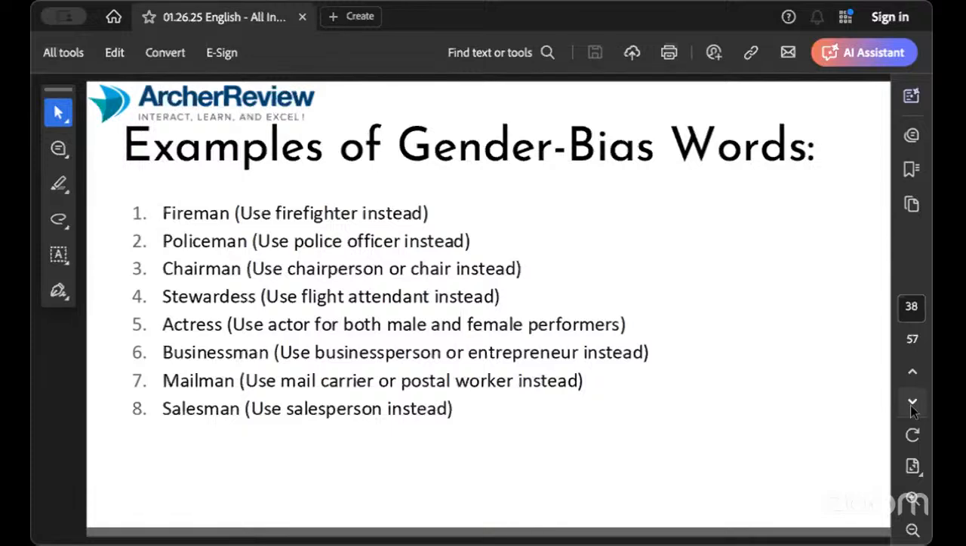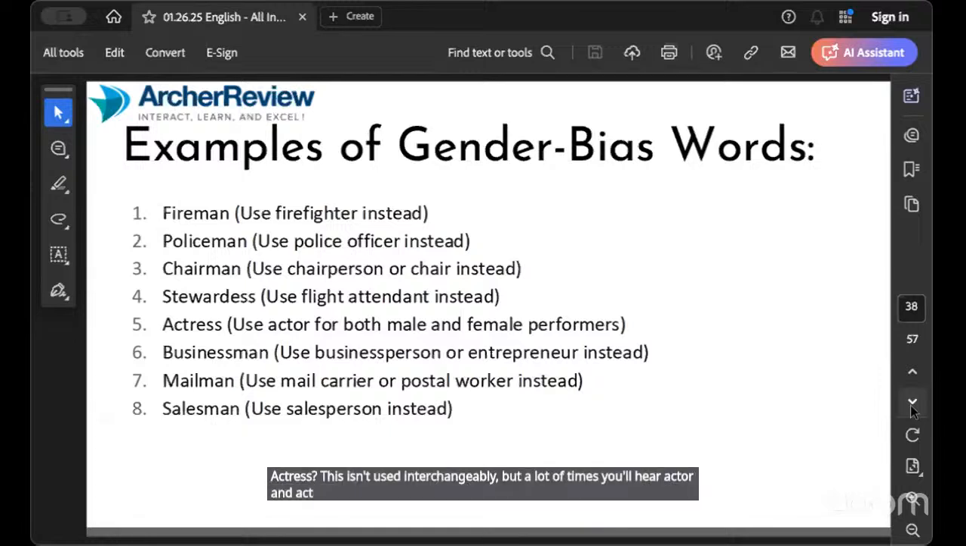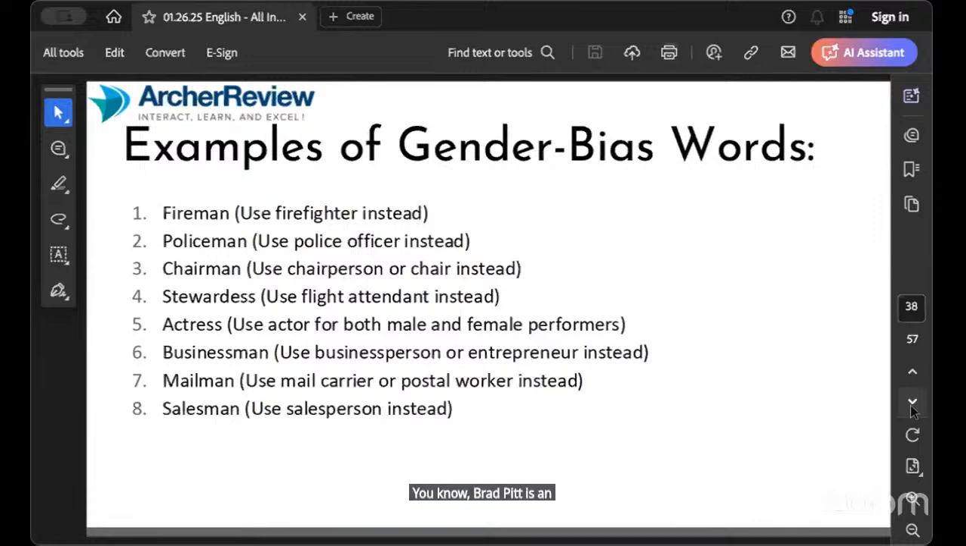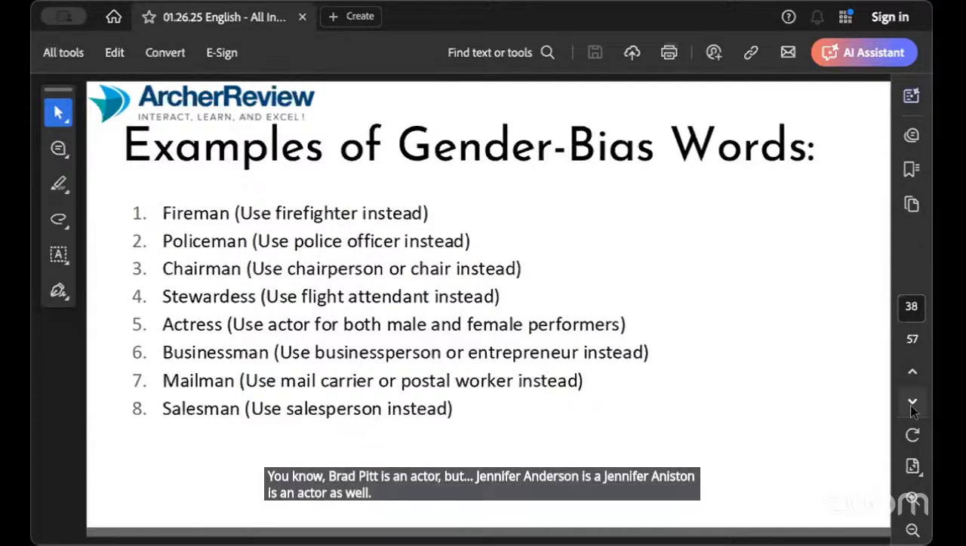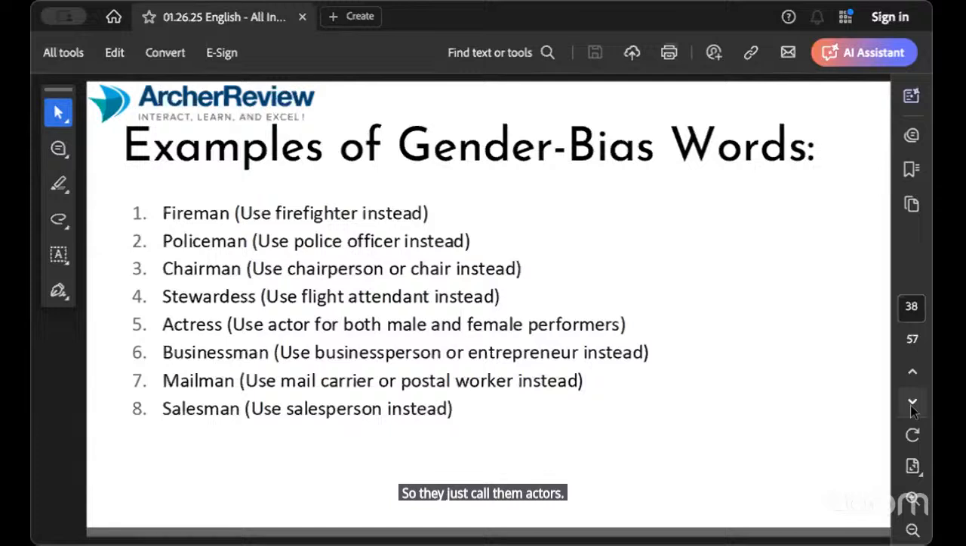Actress, actually, this isn't used interchangeably, but a lot of times you'll hear actor and actresses, but now they actually will just call actors for males and females. So, Brad Pitt is an actor, but Jennifer Aniston is an actor as well. So they just call them actors. They don't even really use actress anymore. Or not that much. Not in politically correct, non-gender bias.